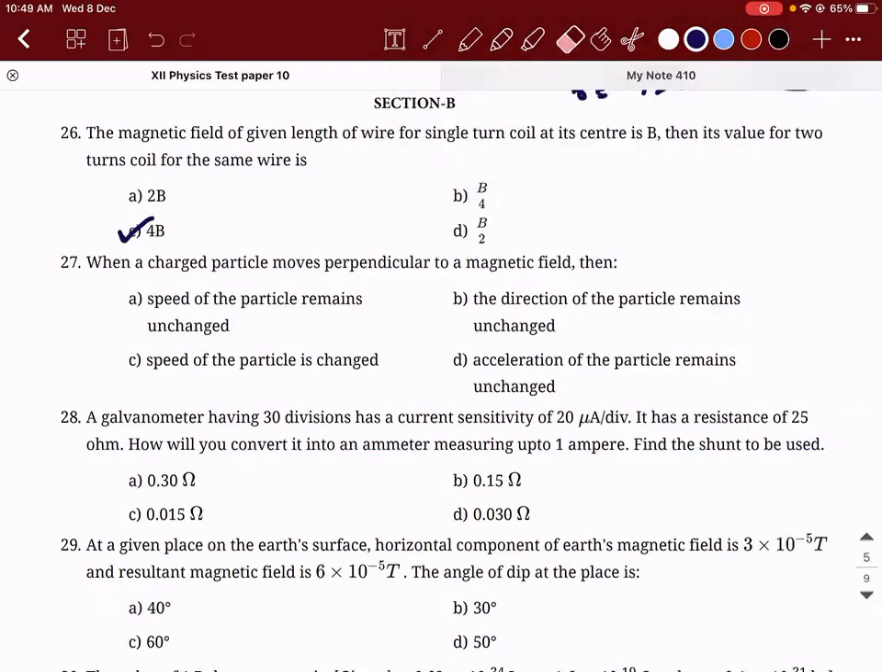Seventh. When a charged particle moves perpendicular to the magnetic field, then what will happen? Speed of the particle remains unchanged. The direction of the particle remains unchanged. Speed of the particle is changed. Acceleration of the particle remains unchanged. So what is the answer?